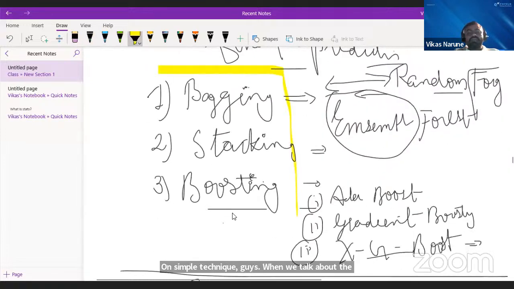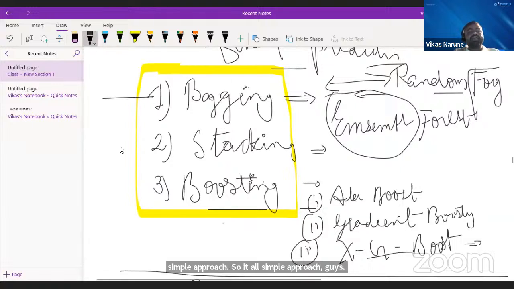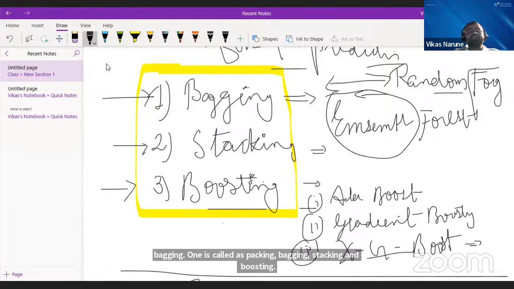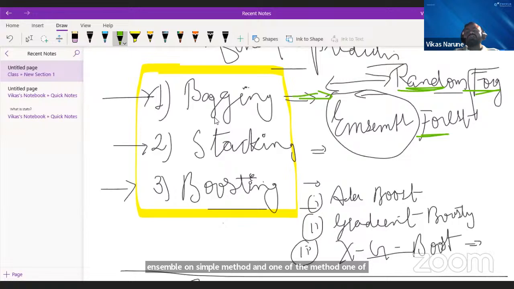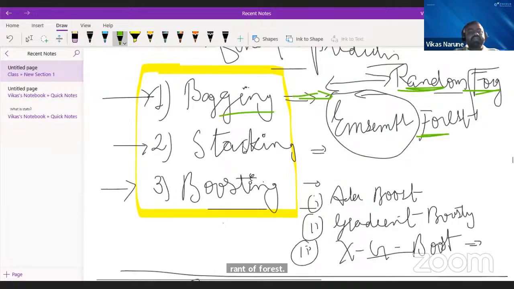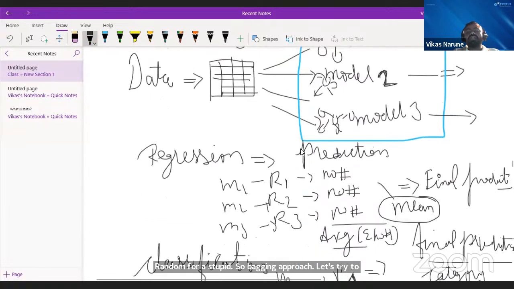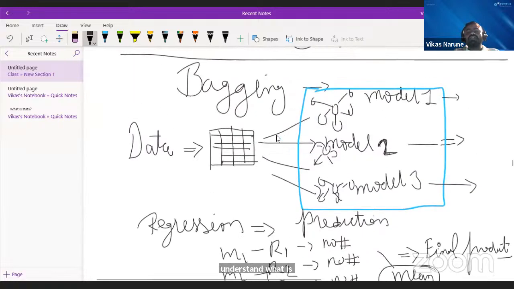In the ensemble approach, guys, there are actually three methods: bagging, stacking, and boosting. These are the three approaches in the ensemble method. And one approach, which is similar to bagging, is called random forest. Random forest, okay? So let's understand what the bagging approach is and what this random forest is.